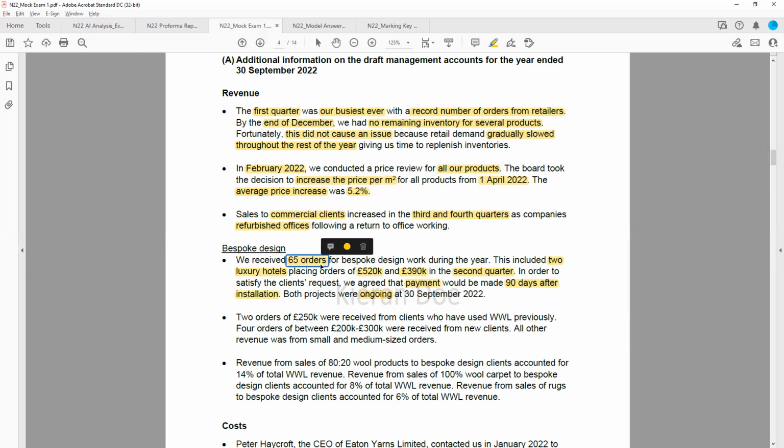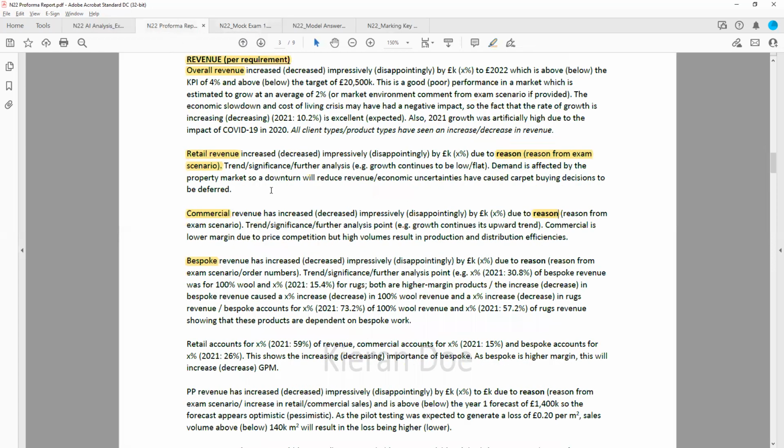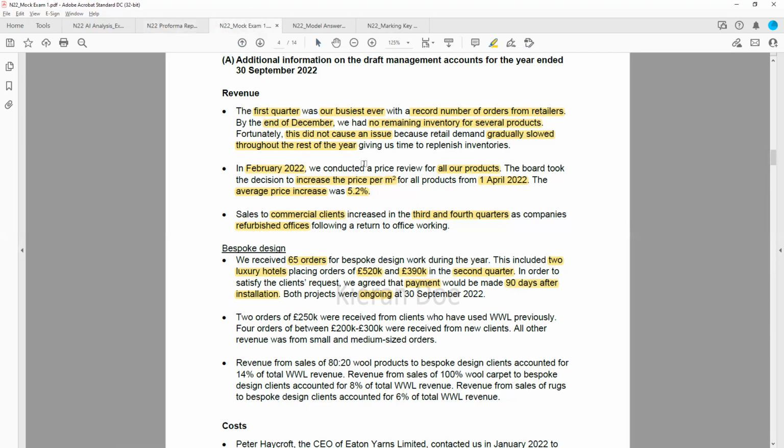And like we've said, number of orders have gone up, high values. So that would be, of course, our reason there for bespoke. So we've got a reason there coming, of course, from the order numbers, which is something quite likely we'll see in the exam.